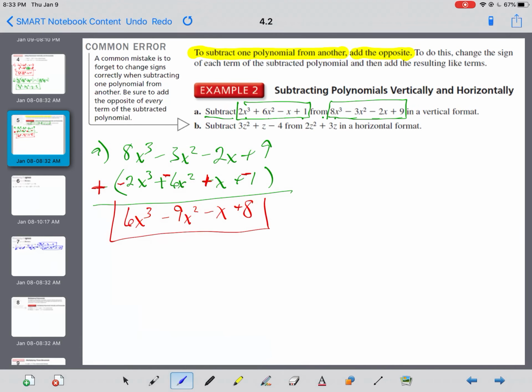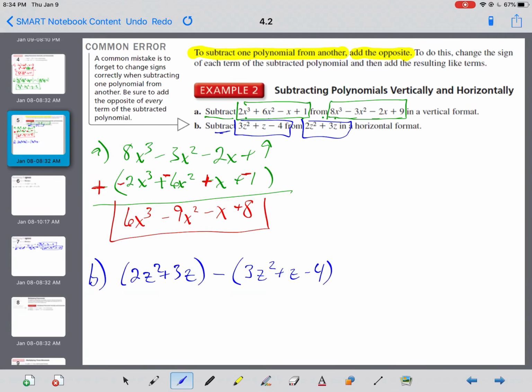It goes similar if you use, and I'll use blue this time since I got red and green in the other one. We're going to subtract this. This is the takeaway from that. So I'm going to go 2z squared plus 3z minus 3z squared plus z minus 4. And I'm just going to distribute that negative all the way through. So I'm going to keep the first parenthesis, and then I'm going to change everybody on the inside.